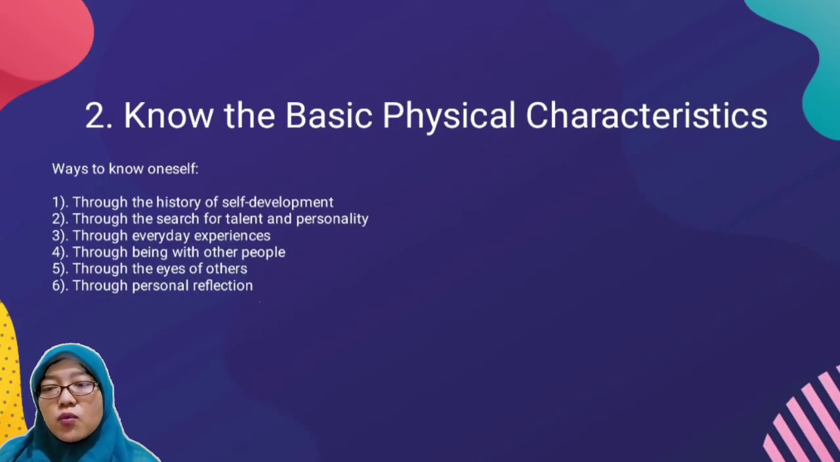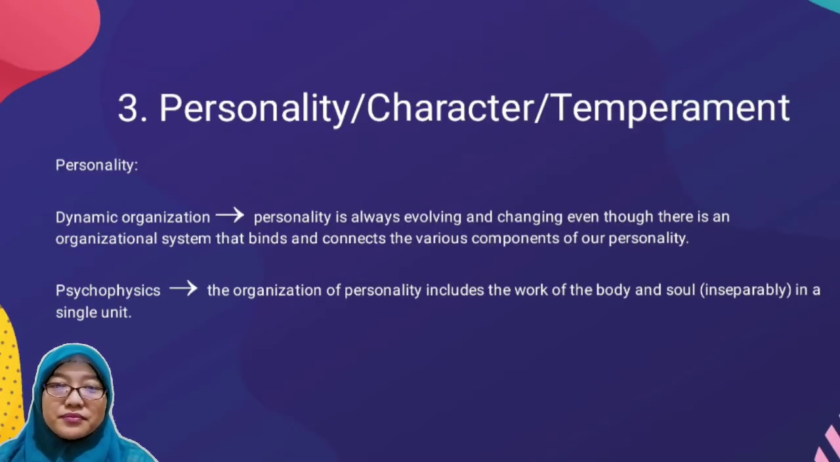Okay, the second one is knowing the basic physical characteristics. There are 6 ways to know oneself. First, through the history of self-development. Second, through the search for talent and personality. Third, through everyday experiences. Fourth, through being with other people. Fifth, through the eyes of others. And sixth, through personal reflection.